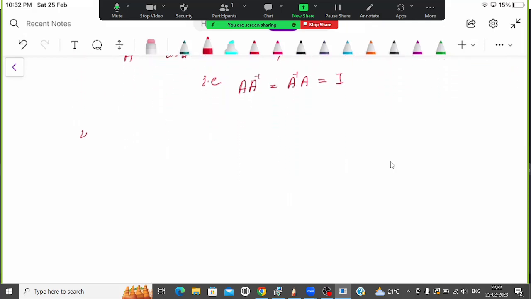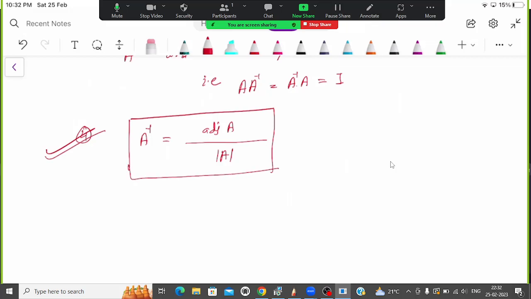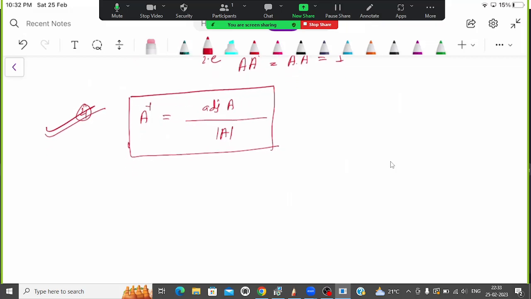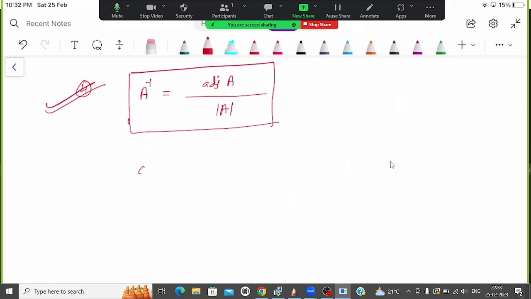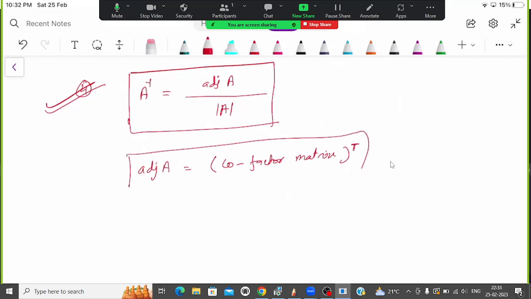Now the fourth property is how we calculate the inverse of A. So inverse of A will be adjoint of A divided by determinant of A. This is an important one. You remember this formula. So how do we calculate adjoint of A? We calculate the adjoint as the transpose of the cofactor matrix. We will transpose it.